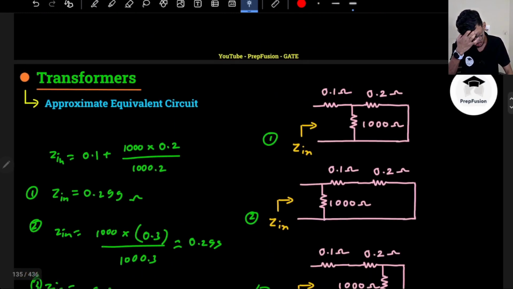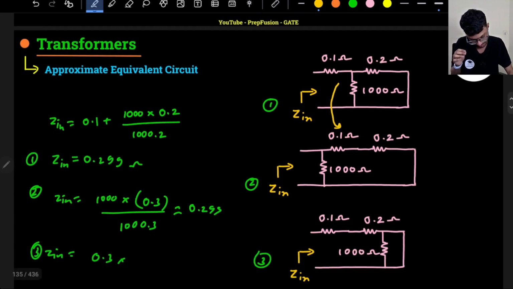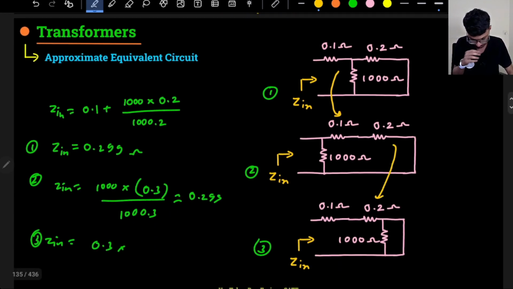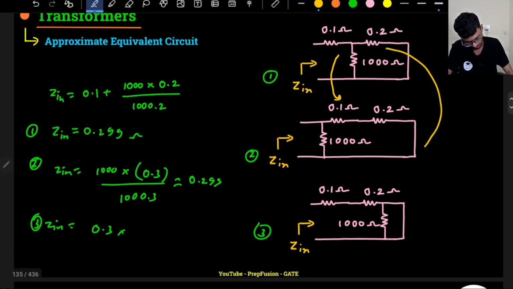What am I doing? First, this is the actual circuit. Then I'm moving this point 1 to the right-hand side, and then I'm moving this point 2 to the left-hand side. So I just want to see how much of a difference it makes.